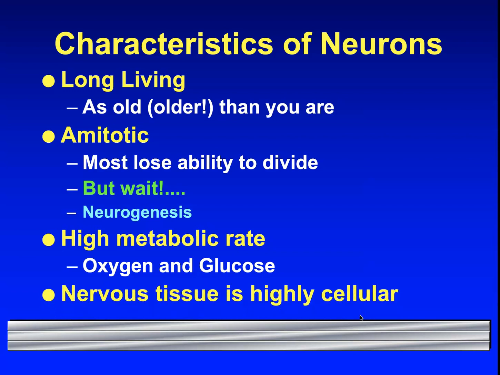And nervous tissue is highly cellular. What I mean by this is, think of bone. Remember bone? Bone is 98% matrix and only about 2% of it is cells. Nervous tissue is the opposite. It's highly cellular. Almost all of nervous tissue is cells. So, basic things about neurons.